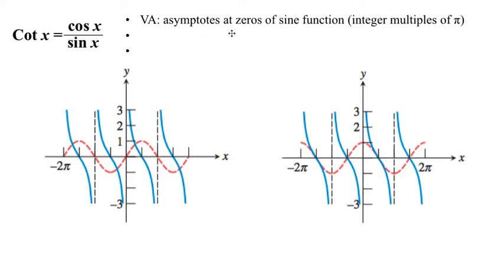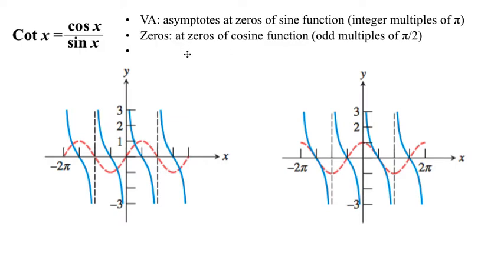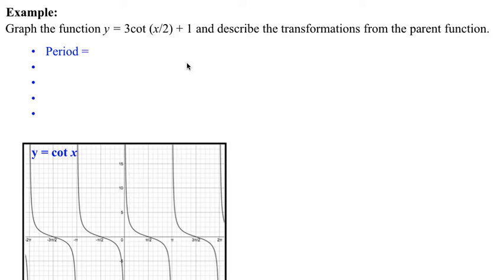So our vertical asymptotes occur when the sine is 0, and the zeros occur when the cosine function is 0. And then our period is again pi radians rather than 2 pi radians. So here's an example of a problem dealing with the cotangent function.